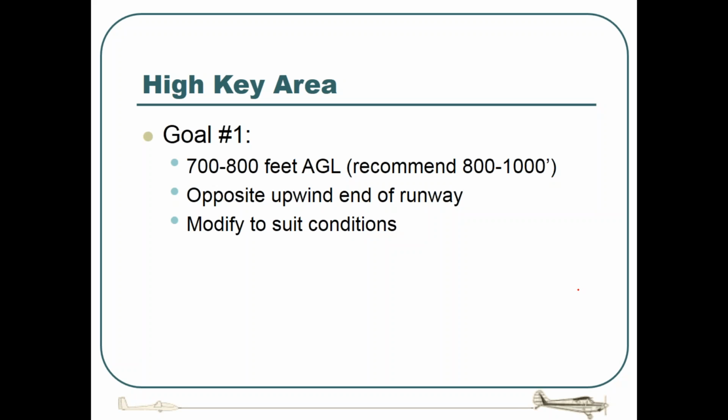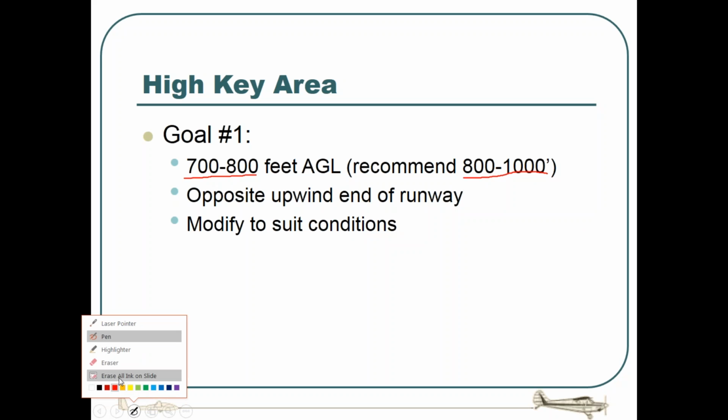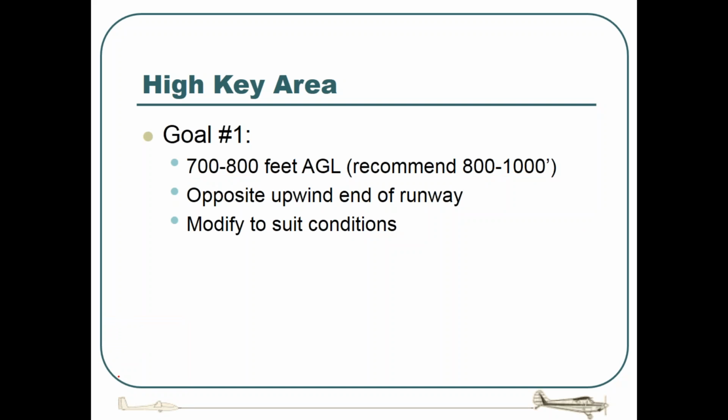High key area. This is goal number 1. Now, if you read the book, the handout that I mentioned, the high key tells you 700 to 800, and this is based on higher performance airplanes. So if you're flying a 233 or a Krosno or something a little bit lower performance, I would suggest 800 to 1,000. Have that little bit of extra, especially when you're early in your training. As you get more comfortable, you can start to bring it down a little bit. And of course, that assumes you have the performance to be able to do that.